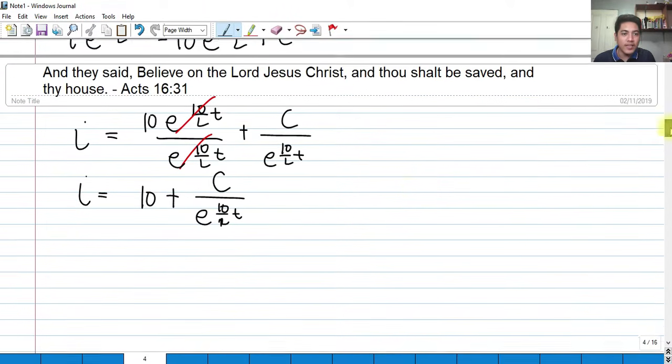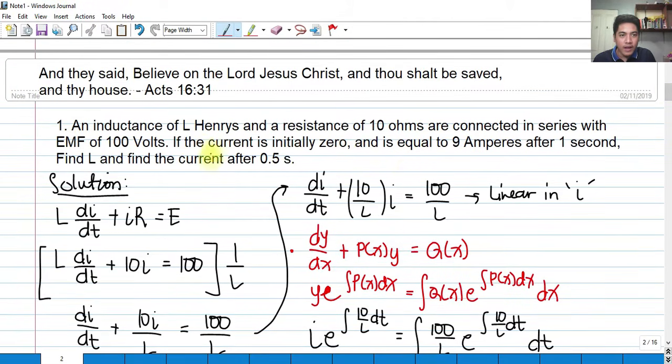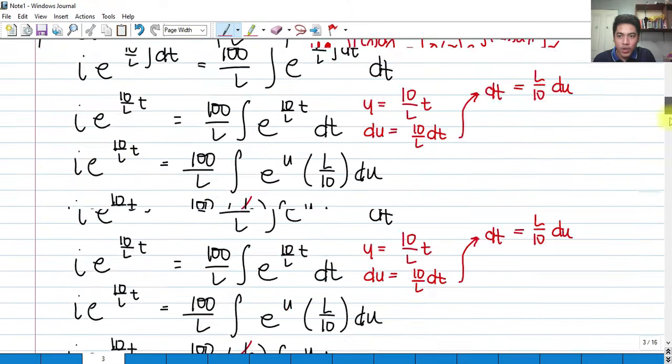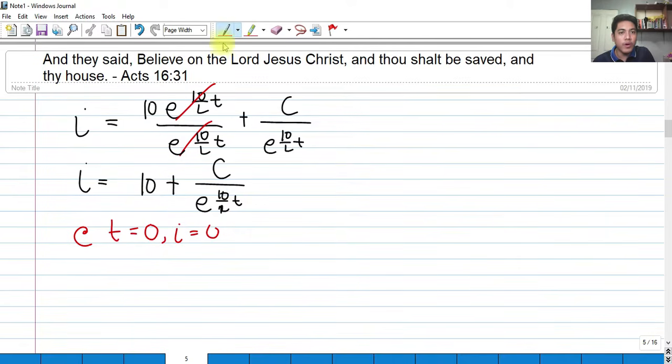So what will happen here is that we still need to find the value of C by plugging in the initial condition. It says that the current is initially 0, so we must take that condition. If the current is initially 0, that means time is equal to 0 and current is equal to 0. Plugging it into our equation, we can find the value of C. And we have I is equal to 0, 10 plus C over E raised to 10 over L multiplied by 0, because time is 0.